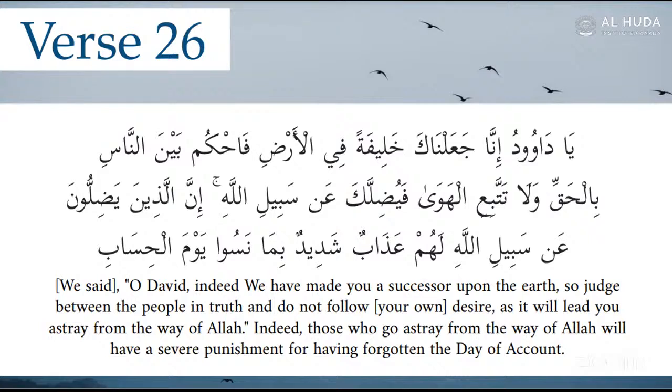فَيُضِلَّكَ عَنْ سَبِيلِ اللَّهِ, as it will lead you astray. Meaning if it is that you don't judge between the people in truth, you follow your desires, you will be led astray. You will be led astray from the way of Allah. Meaning this following of desires will lead you astray, will mislead you from the way of Allah.